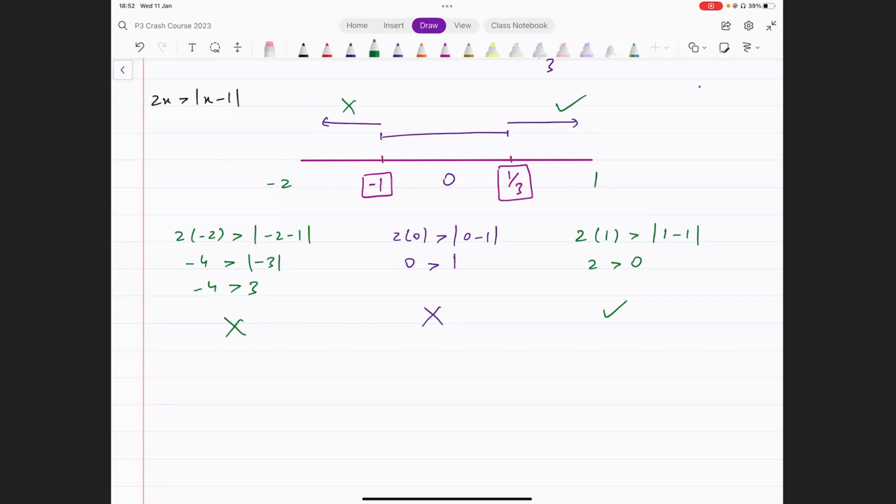How do we write down our final answer now? We say anything that's towards the right of 1/3 is correct. The right side region is correct. Okay. So what's our final answer then? We say this is x greater than 1/3. This is our final answer.